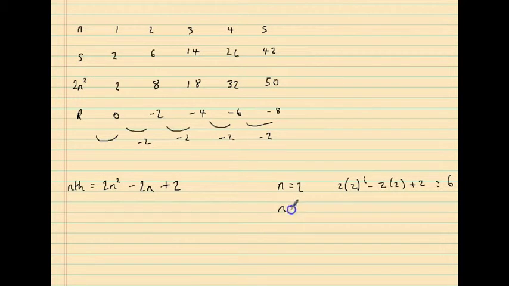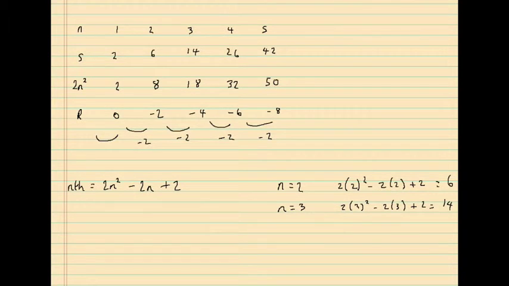Let's just try one more. So n equals 3. So when n equals 3, we've got 2 times 3 squared, take away 2 times 3 plus 2. See what that gives us. 3 squared is 9, times 2 is 18. Take away 6 is 12. Add 2 gives us 14. And that's exactly what I wanted to see. So we've got our nth term as 2n squared minus 2n plus 2.